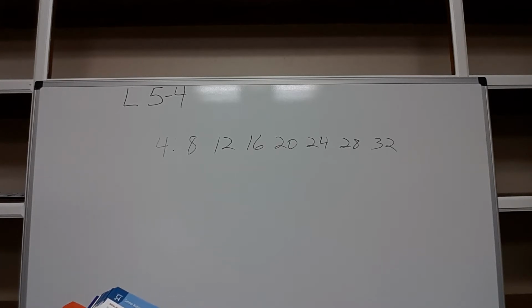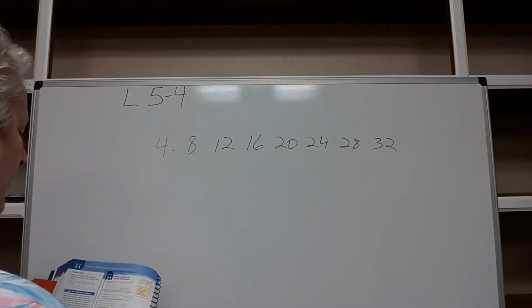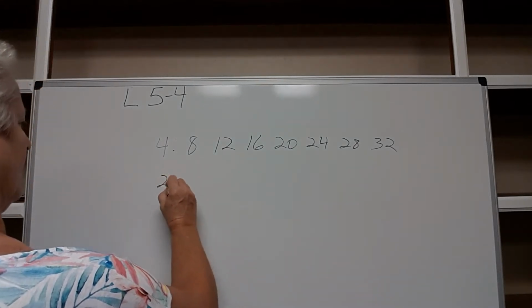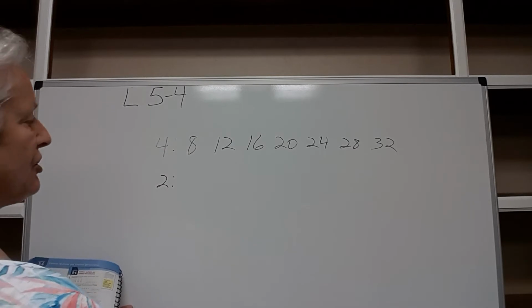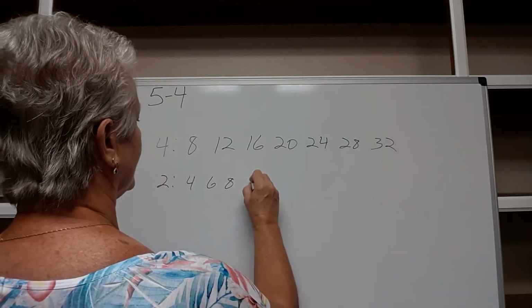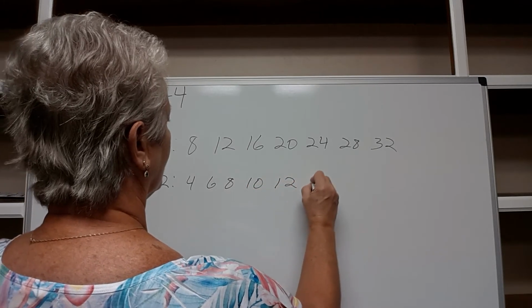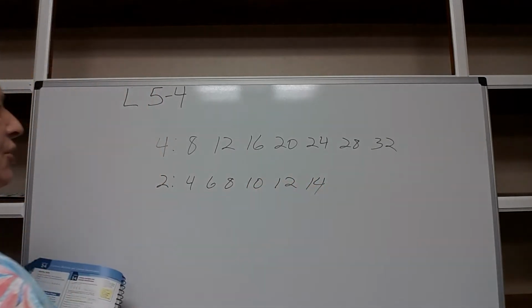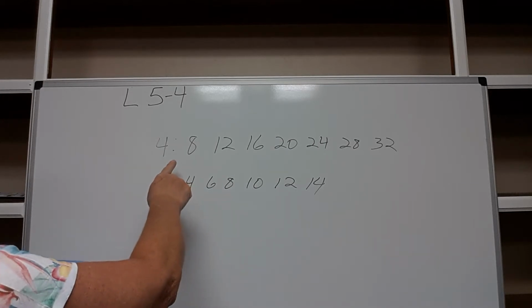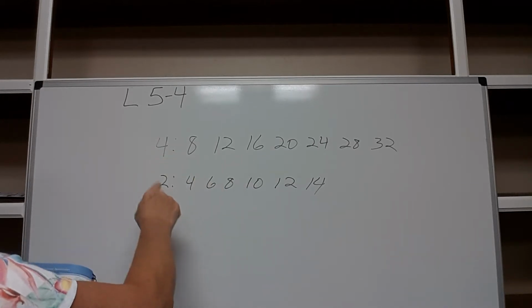What if I want a multiple of 2? Okay, again, I do the multiplication tables. 2, 4, 6, 8, 10, 12, 14, etc. So these are called common multiples of these numbers.